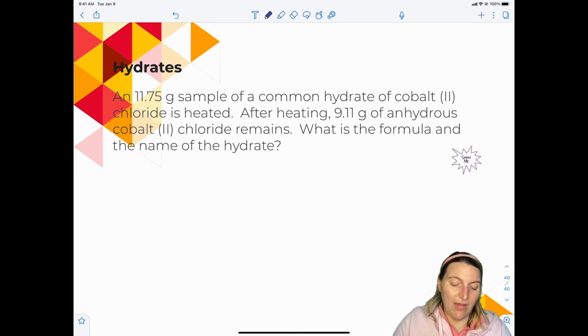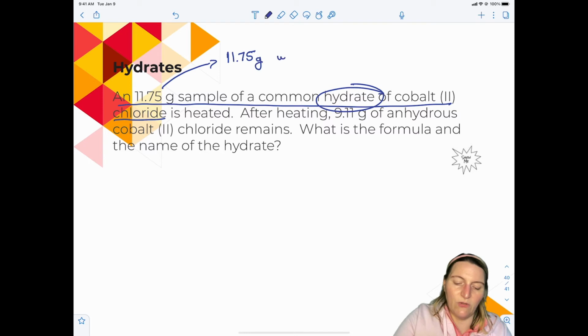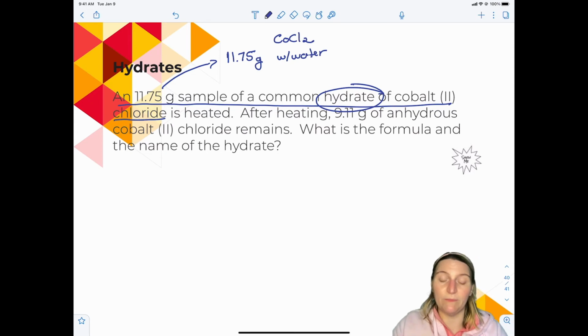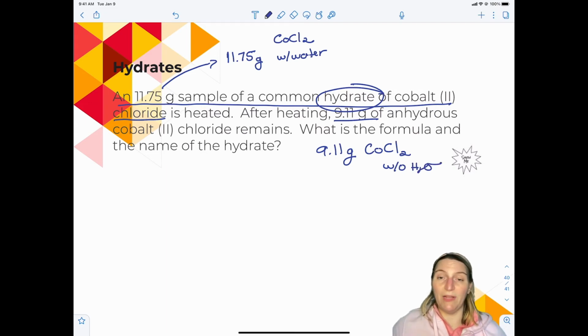So when I read this problem, an 11.75 gram sample of a common hydrate of cobalt 2 chloride is heated. So this right here, this 11.75, it says the word hydrate. So that means 11.75 grams is with the water, right? It's cobalt 2 chloride with water. After heating, 9.11 grams of anhydrous cobalt 2 chloride remains. So this is telling me that 9.11 grams of just the cobalt chloride, but without the water. And the question, what is the formula and the name of the hydrate?